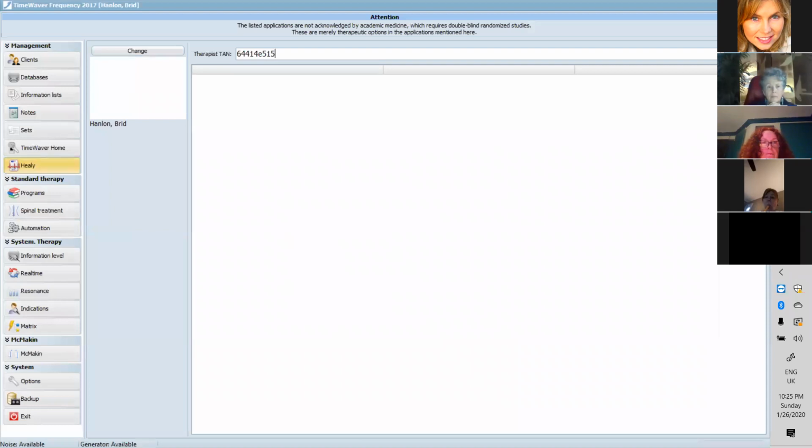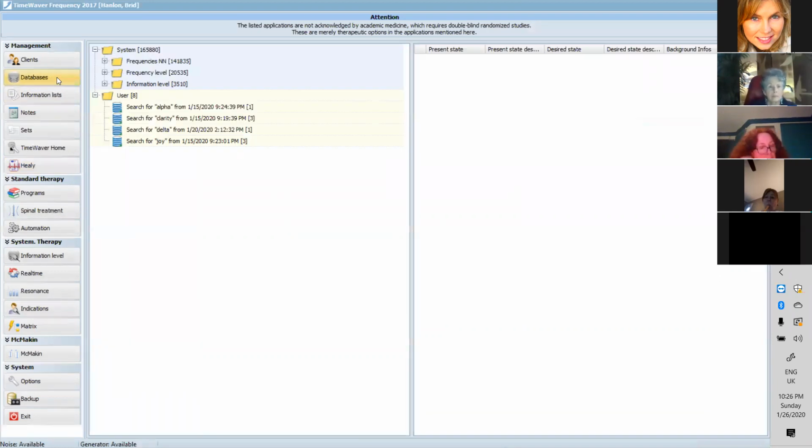Here we are, Timewaver Frequency. What I want to show you first of all is the databases in Timewaver Frequency. I haven't mentioned much about frequencies. The microcurrent that is being delivered to your body when you use Healy is carrying very specific frequencies. These frequencies are being determined moment by moment by analysis, as I said earlier.